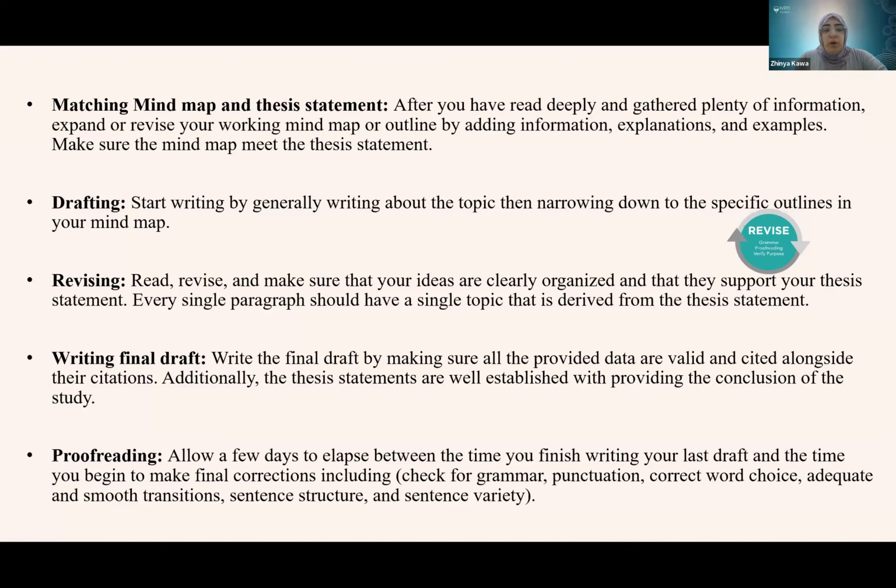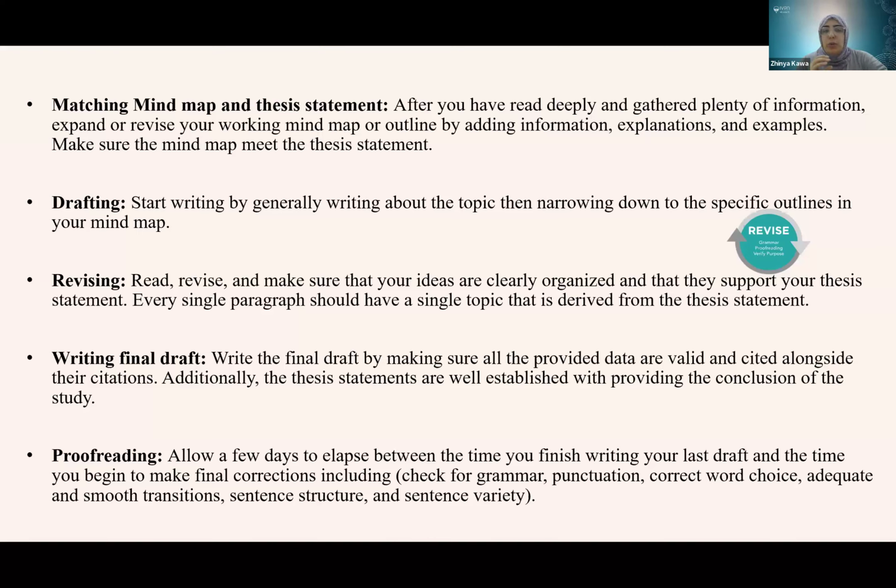Okay, after the revision part, we have writing the final draft. This part is so interesting for me, because you reach the point where you say, okay, I'm done with one of them. However, more revision and review will still be left, but it is definitely one of the interesting stages. Write the final draft by making sure all provided data are valid. It is so important that any information or data you extract from other papers is valid and reliable and cited as well.